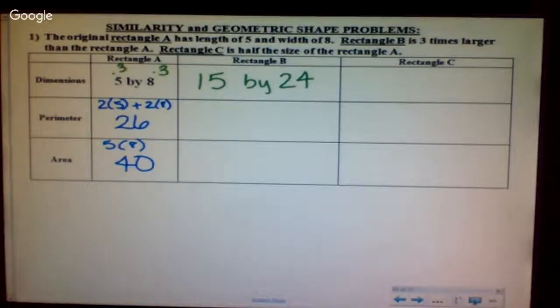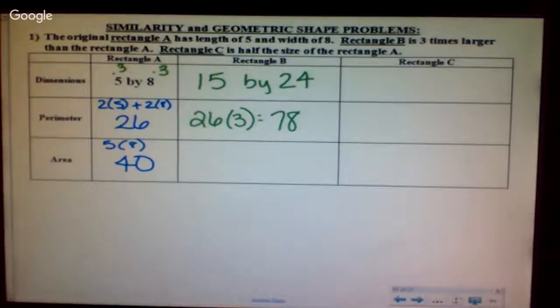Perimeter. My perimeter was 26 here. Well, it's going to be 3 times as large. So 26 times 3 makes this perimeter 78. So that trick works there as well.